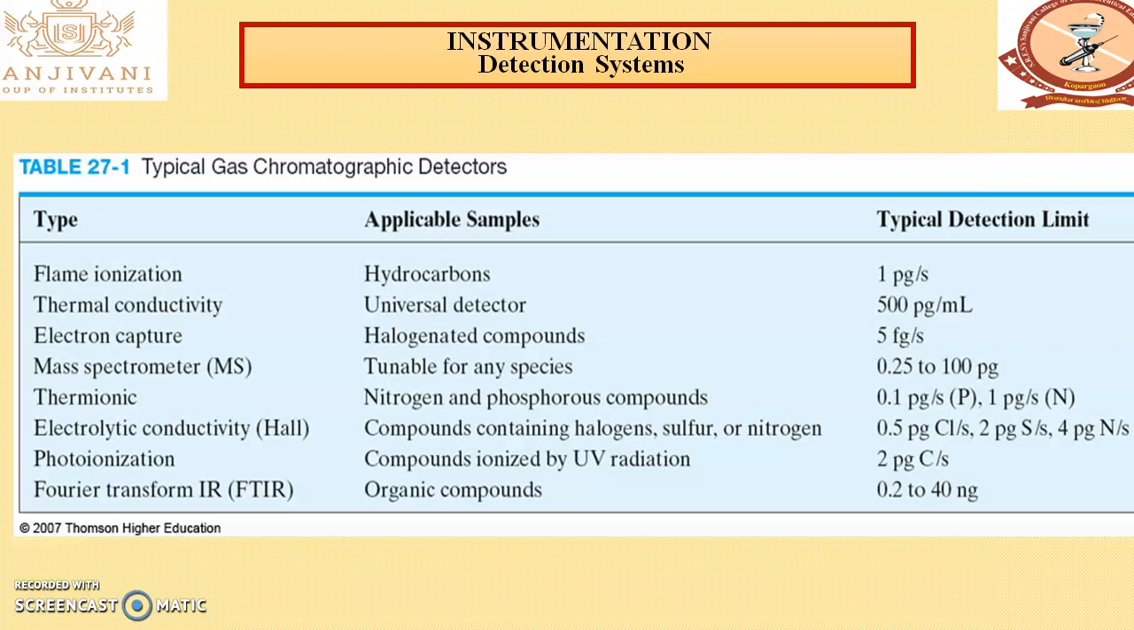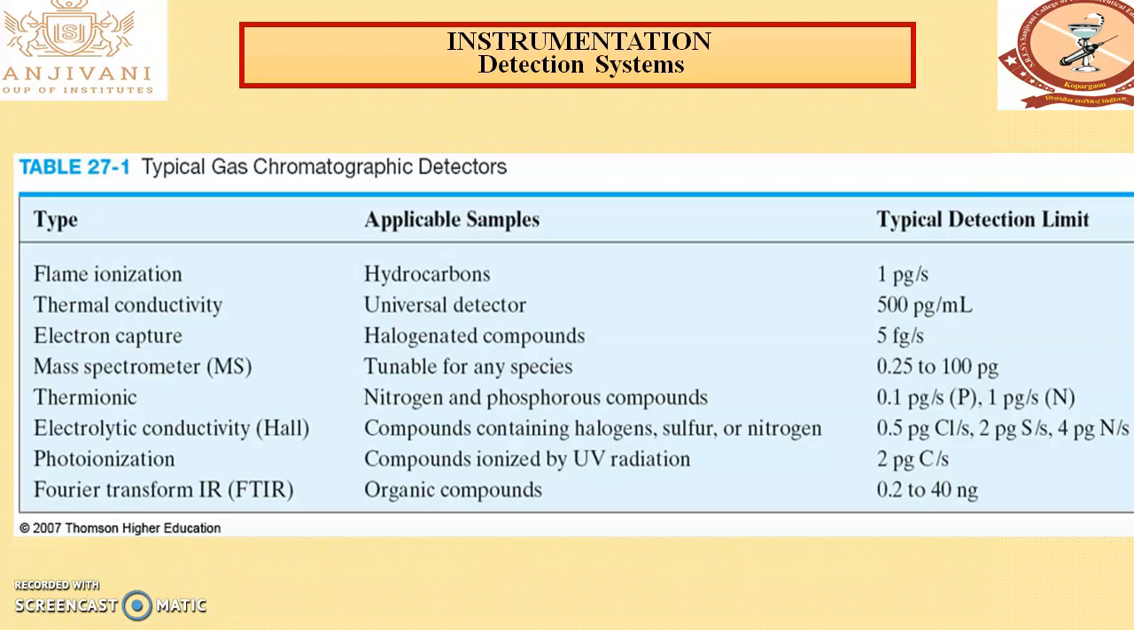Some of these detectors are universal detectors, like FTIR, mass spectrometer detector, or thermal conductivity detector. These are the detectors which are almost applicable to all kinds of samples. But we have some detectors which are typically selective towards certain kinds of compounds.